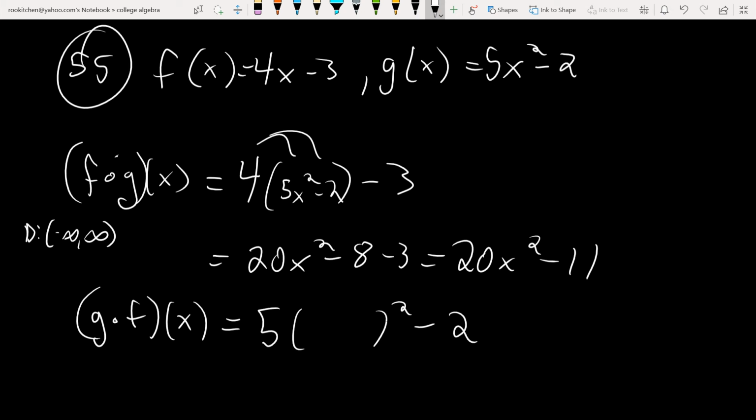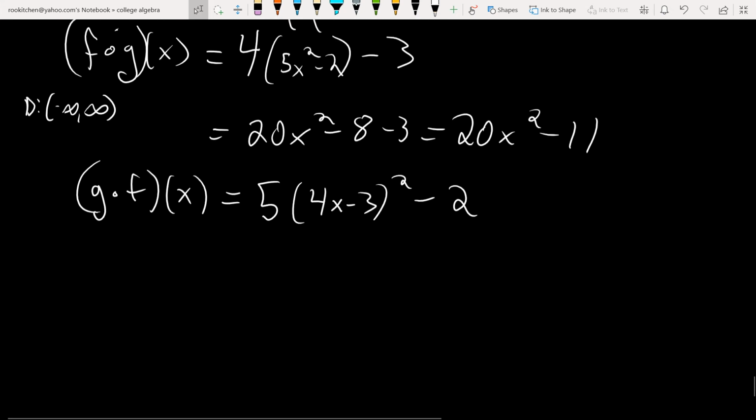So you're putting f of x in for the parentheses. That will be 4x minus 3. So yeah, again, you can put anything in there for x. So the domain is negative infinity to infinity.